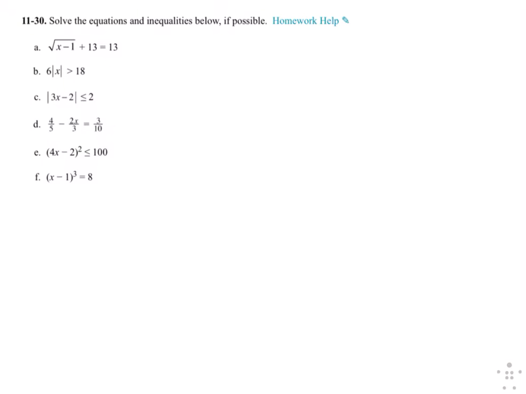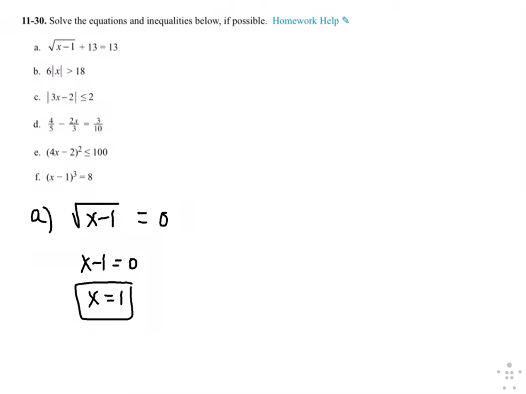Okay, number 30 has a lot of equations to solve, so let's just go through these one at a time. So I have the square root of x minus 1 plus 13 equals 13. I'm going to subtract 13 from both sides, so I get the square root of x minus 1 equals 0. If I square both sides, I get x minus 1 equals 0. x equals 1 for A.